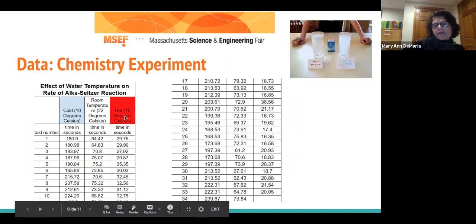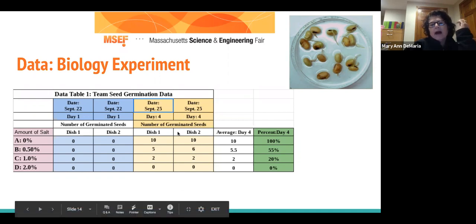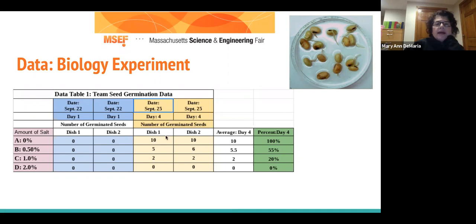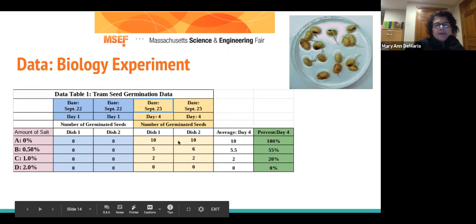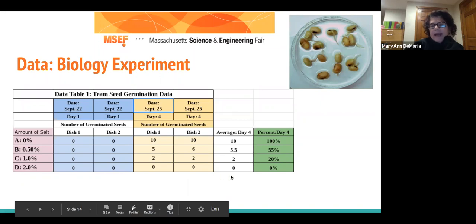Notice the independent variable was our column headings here because we had all the trials. But in this one, the independent variable is over here. So it's kind of like the row headings because we were tracking seed germination over time, okay? So we put in our seeds, and then we had 0 seeds germinating, and we did it in duplicate, dish 1, dish 2. And then we looked at how many seeds were germinated by day 4. And they had 10 in each of the dishes, and then 5 and 6, and then 2 and 2, and 0, 0. And we ended up taking an average and then calculating the percentage of seeds that germinated.